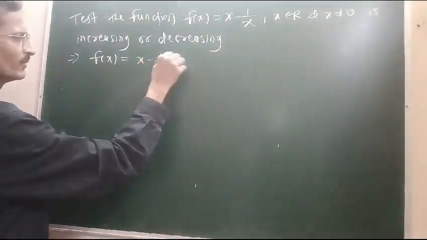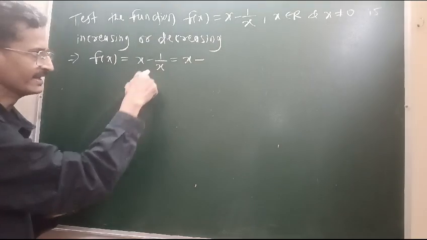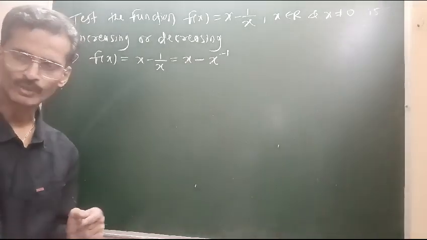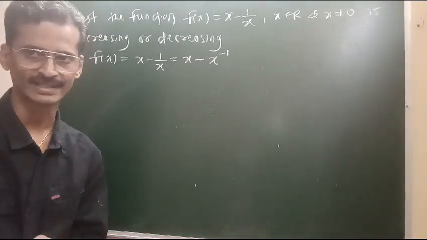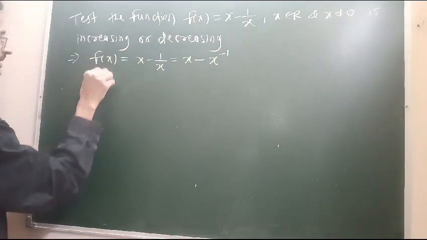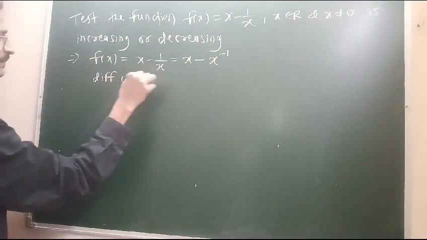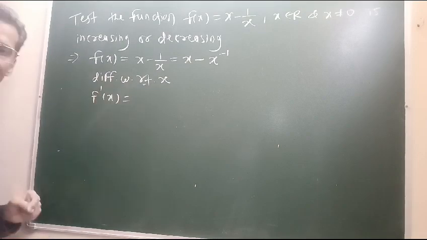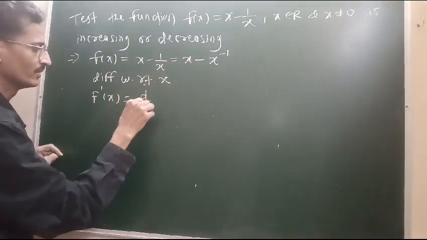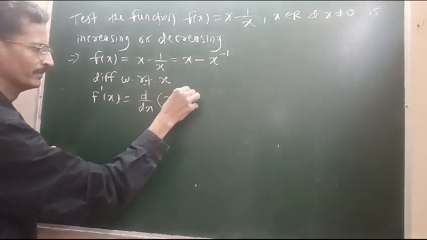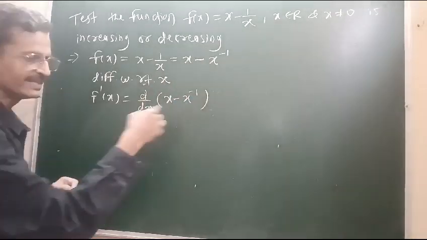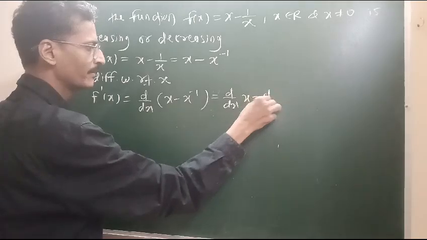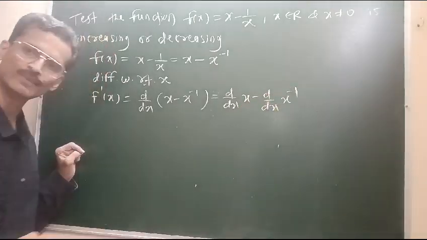So now this f(x) we can also write as x - 1/x. How can we write it? As x raised to minus 1. Right, we know x raised to minus 1 is 1 upon x. So now differentiate this with respect to x. So f'(x) is d by dx of this. You can write in this form or in this form. Now in plus or minus we know we can write the derivative separately. So this is d/dx of x minus d/dx of x raised to minus 1.